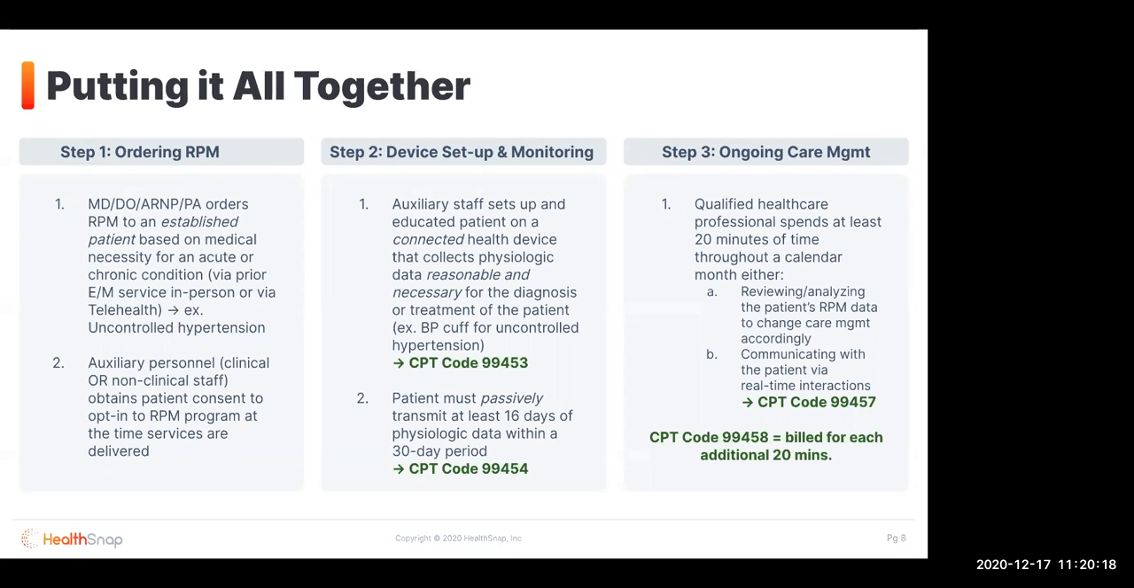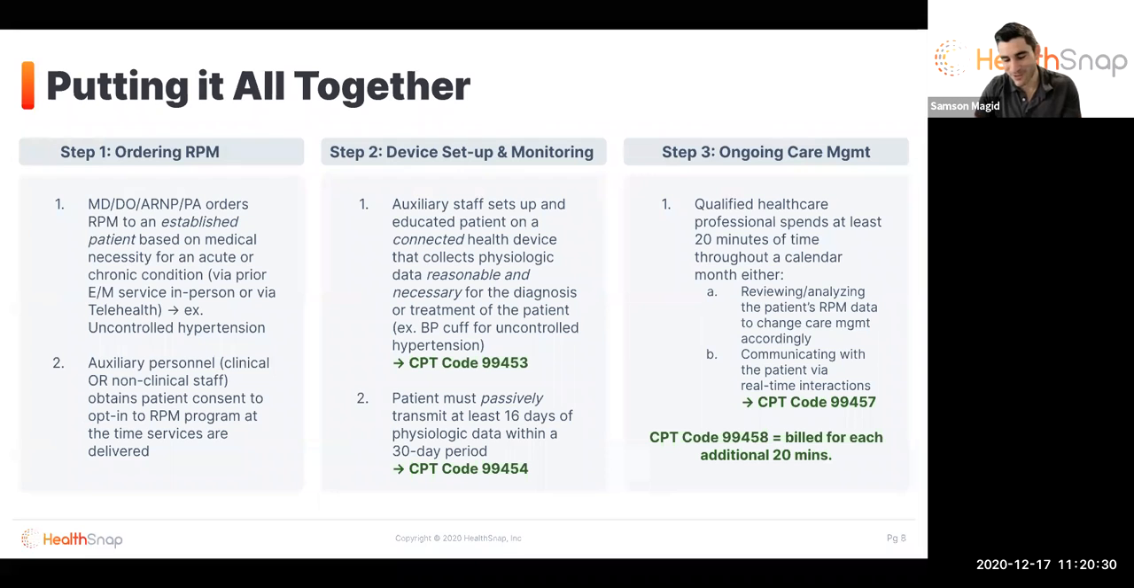Perfect. And then another one was, can the 99457 and 99458 be billed regardless of 16 days of transmission, as long as the 20 minutes has been covered? Yeah, that's a really, really great question. So CMS does not anywhere disclose that you need to have 16 days of data to bill for the 99457 or 58 code. The codes are not codependent, meaning you don't need one for the other, but they are interdependent, meaning that if you don't have data being transmitted, then what are you spending time reviewing in the calendar month with the patient?